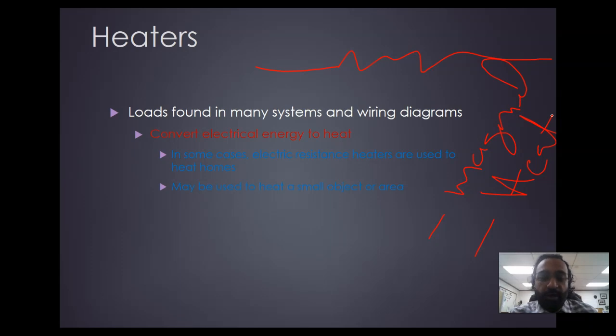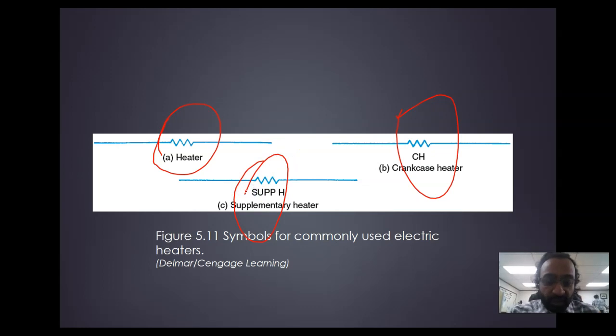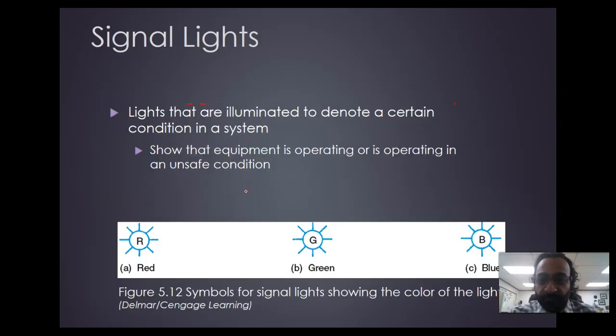So hopefully when you do your project in your paper, you will run through some of these heaters and you can get oriented with how those heaters are put together. Again, this is what it looks like. It just looks like a resistance because it is a big resistance that heats when the current goes through it.